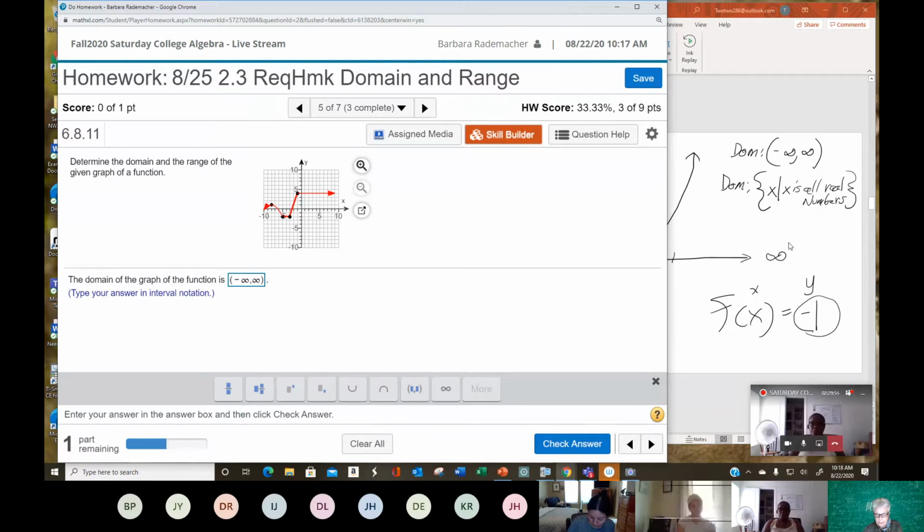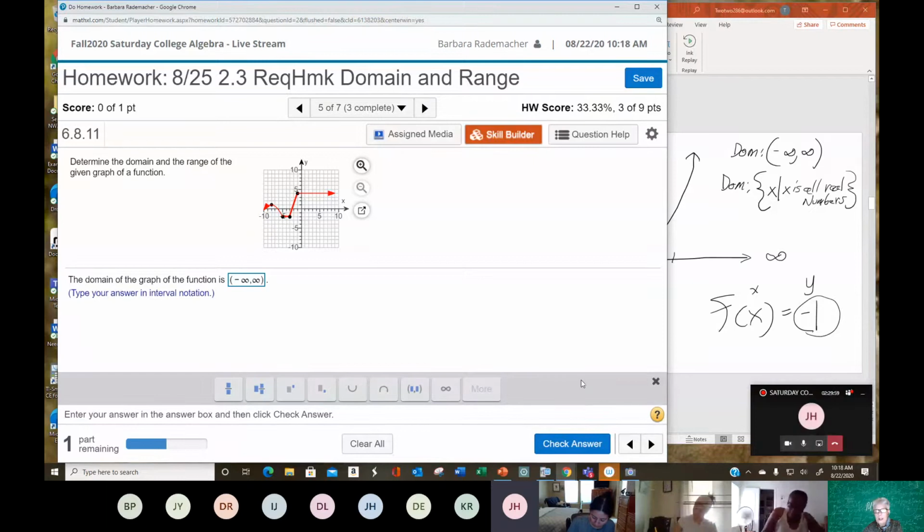positive infinity. Wouldn't those be in brackets since it's closed? No, good thinking. But you never put brackets around infinity signs. Oh, okay. Another little rule.